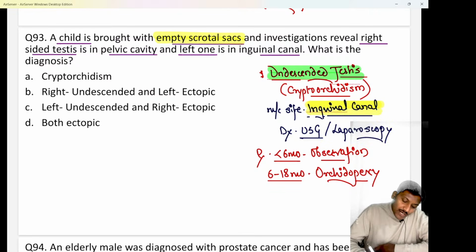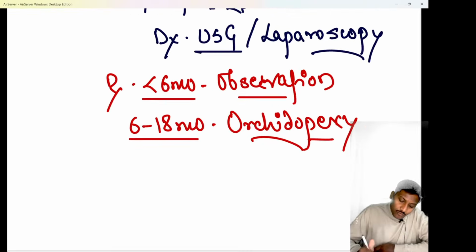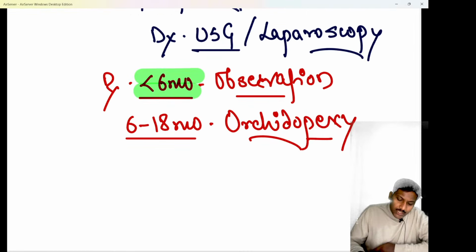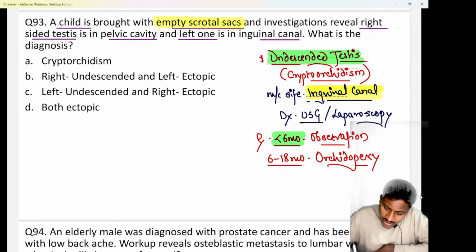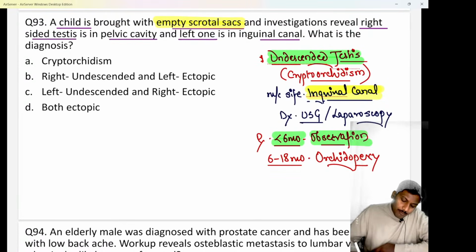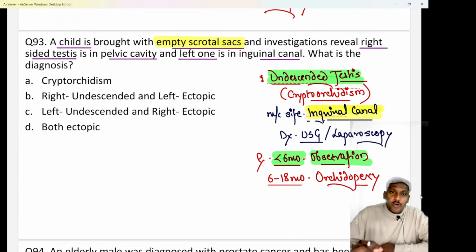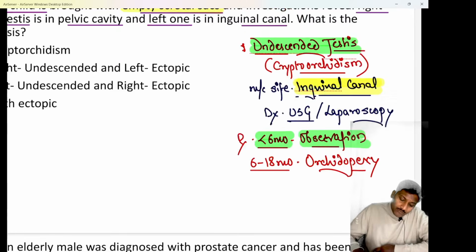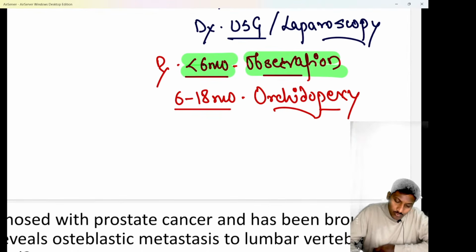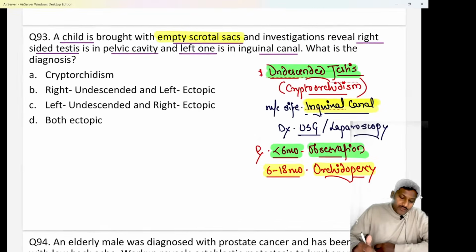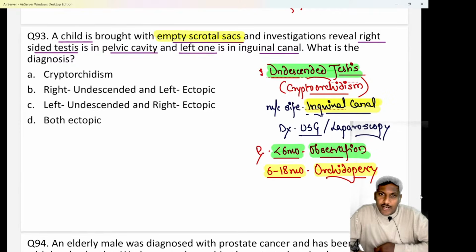Whenever a child is brought to you with undescended testis before 6 months of age, the treatment is only observation, wait and watch, or reassurance. Reason: the majority of testes will descend spontaneously within 6 to 9 months. So up to 6 months, never go for any treatment or surgery; it is only observation or reassurance. Between 6 to 18 months is the best time to do a surgery, that is orchidopexy or fixation.